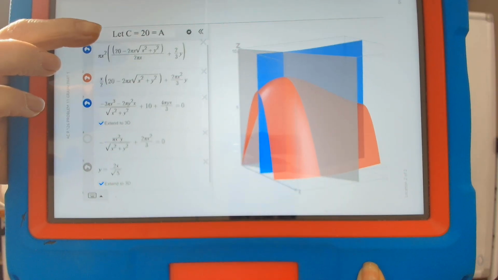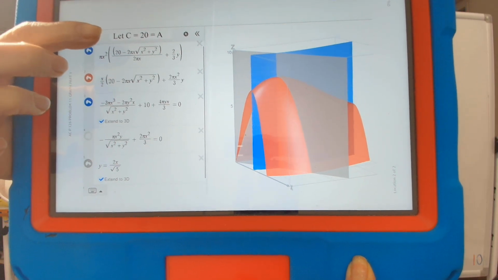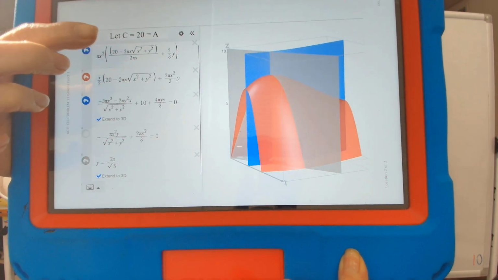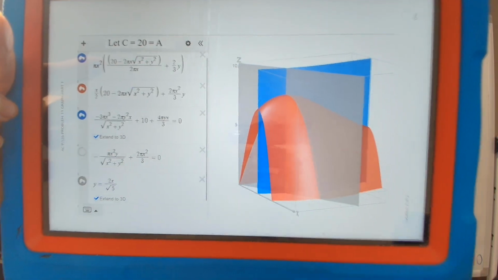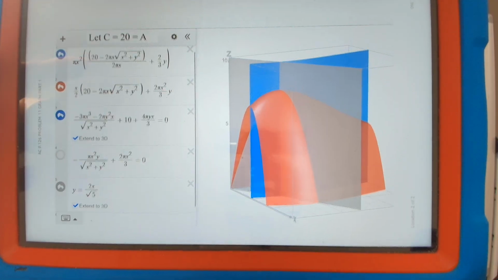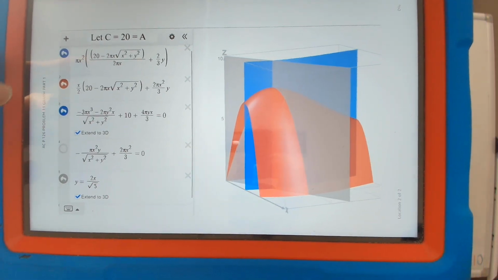I let the constant c equal to 20, which the book also calls A. That is the total area. Okay, in order to plug in, to have the calculator have something to work with, but I still didn't at this point.